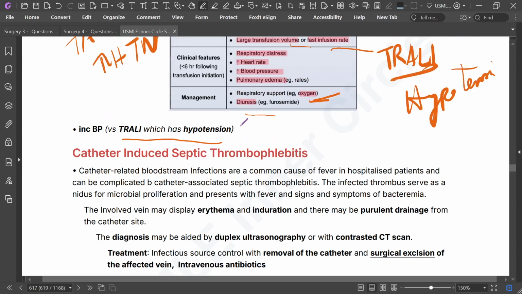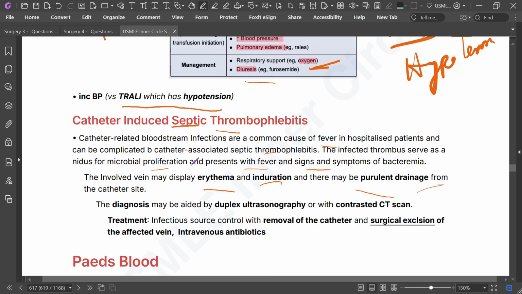And finally, catheter induced septic thrombophlebitis. Catheter related bloodstream infections are a common cause of fever in hospitalized patients and can be complicated by catheter-associated septic thrombophlebitis. The infected thrombus serves as a nidus for microbial proliferation and presents with fever and signs and symptoms of bacteremia. The involved vein may display erythema and induration, and there may be purulent drainage from the catheter site.